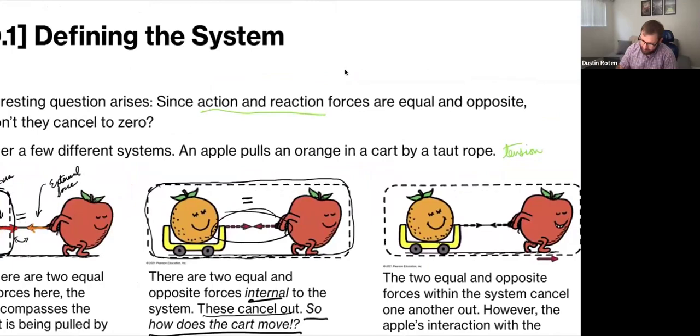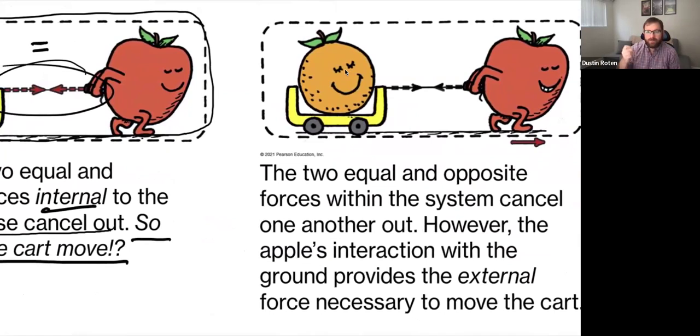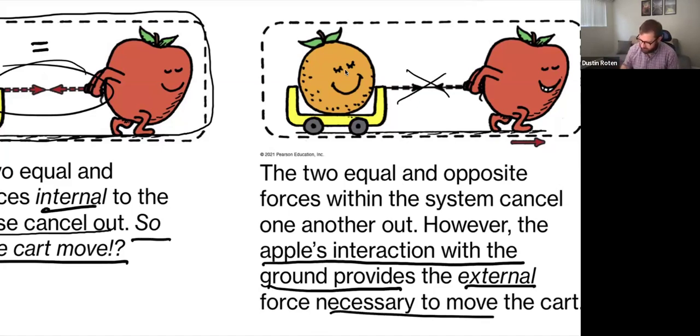So the last thing we need to consider is, if we have these two equal and opposite forces within the system canceling each other out, we don't even care. Where does this forward force come from that's actually pulling the system forward? And for that, we have to consider another external interaction. So the apple's interaction with the ground, okay, that's where this external force comes from. That's going to move the cart, and you can see that right here.